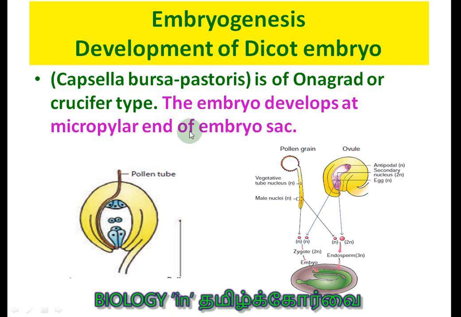The embryo develops at the micropylar end of the embryo sac, and this is the embryo sac. This is the micropylar end, and the embryo develops from the zygote. The zygote is formed as a result of double fertilization: one male gamete and the egg cell from the ovule fuse together and form the zygote, which is going to produce the embryo within the seed. This is what we are going to study in this video.